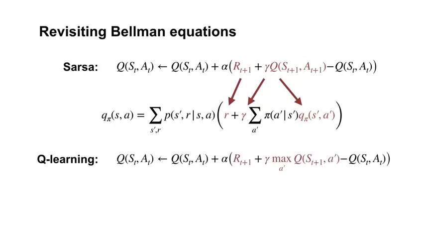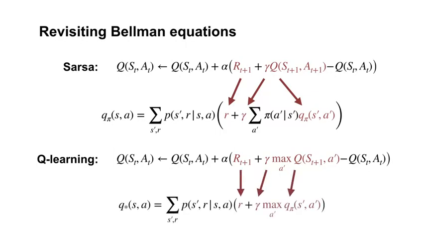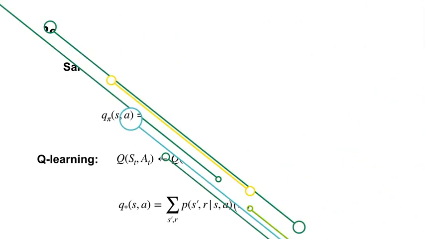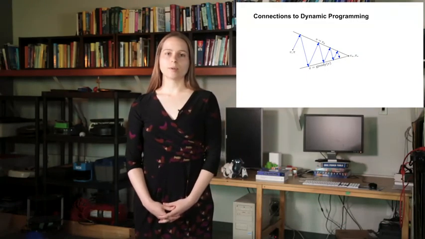Q-learning also solves the Bellman equation using samples from the environment, but instead of using the standard Bellman equation, Q-learning uses the Bellman optimality equation for action values. The optimality equations enable Q-learning to directly learn q star instead of switching between policy improvement and policy evaluation steps. Even though SARSA and Q-learning are both based on Bellman equations, they're based on very different Bellman equations.